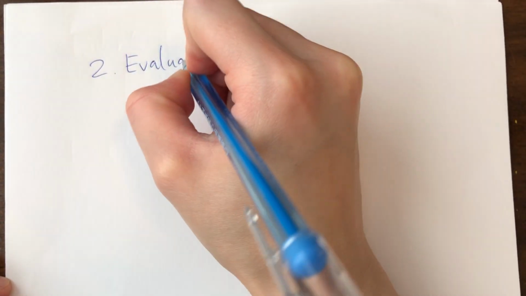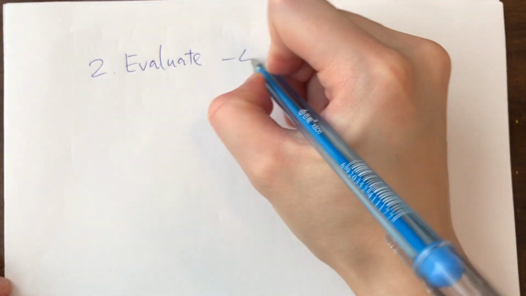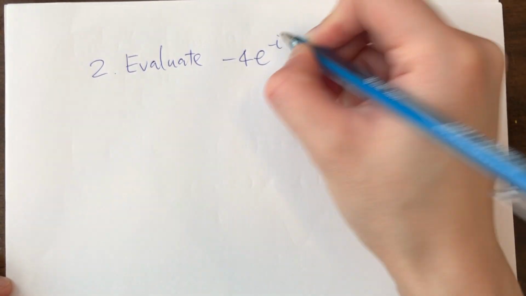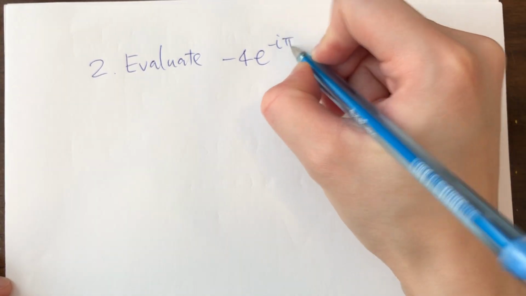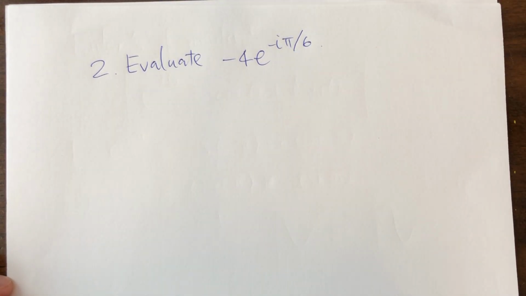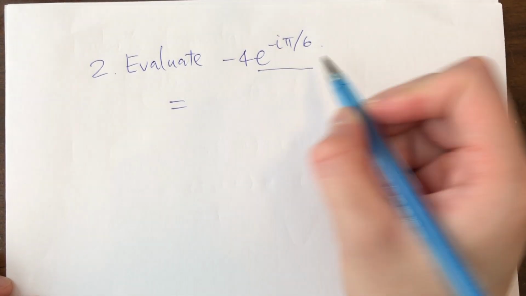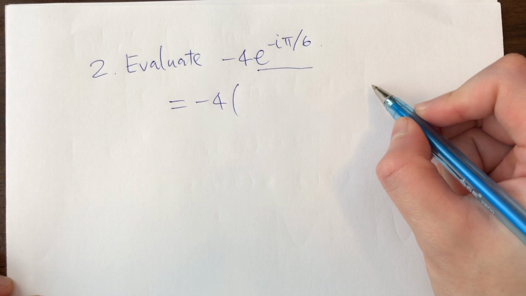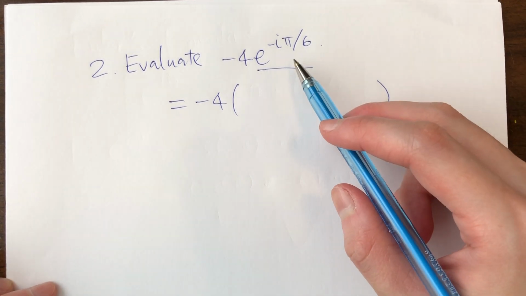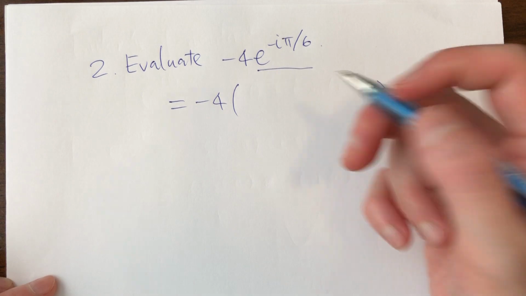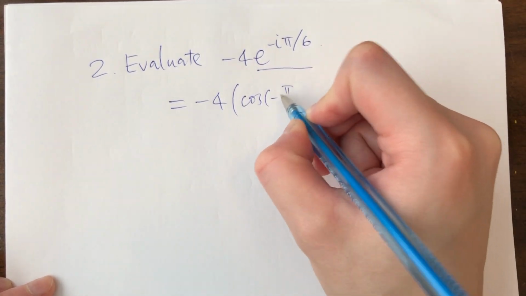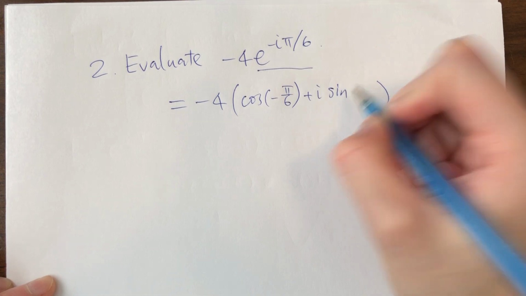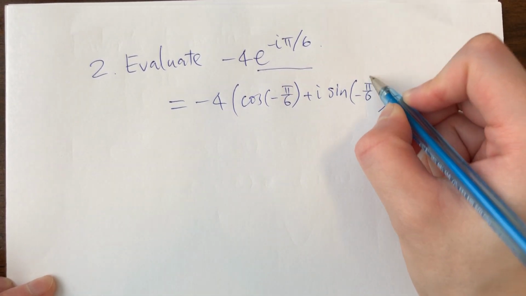Okay, so let's do more non-trivial examples. Let's evaluate negative 4 e to the negative i pi over 6. Again, we use the formula. The formula only says something about e to the something, so I'll leave the negative 4 outside and apply Euler's formula for this e. So it's cosine negative pi over 6 plus i sine negative pi over 6.